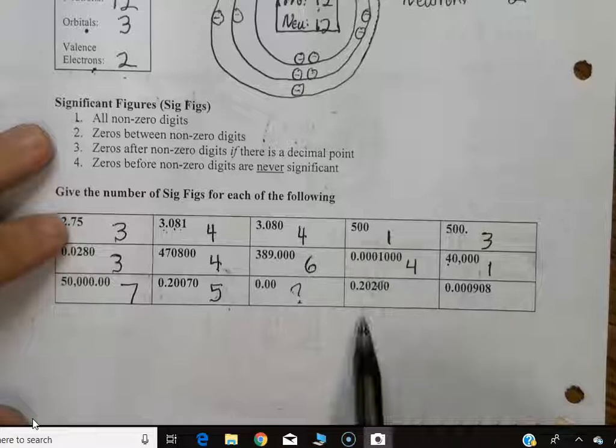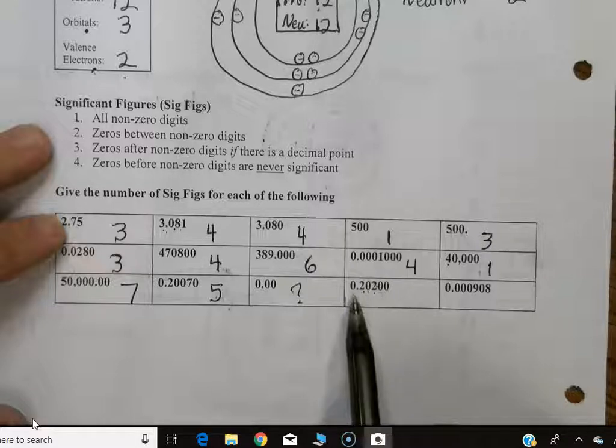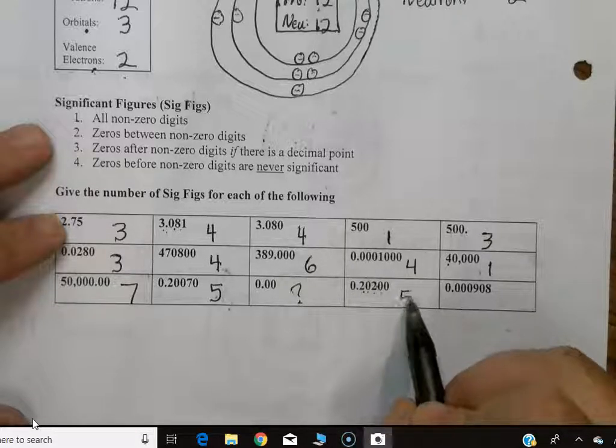Okay, next one. We have non-zero, zero in between two non-zeros, non-zero, and two trailing zeros with the decimal point. So that's 1, 2, 3, 4, 5. The leading zero is not significant, so that's 5.